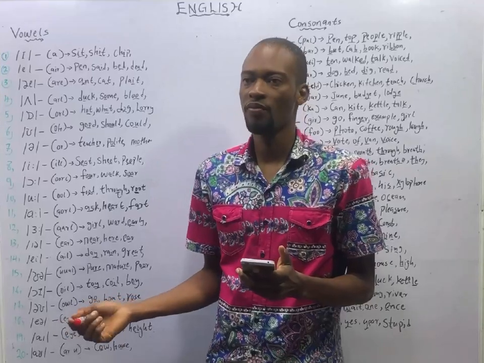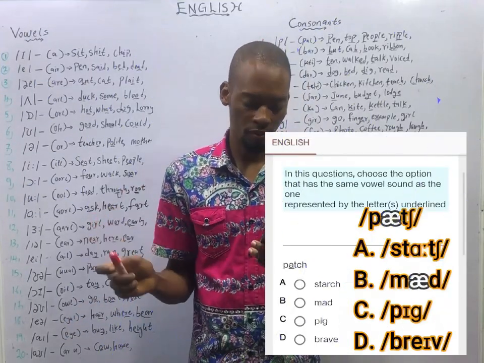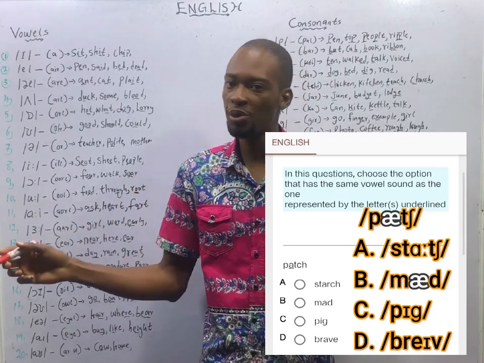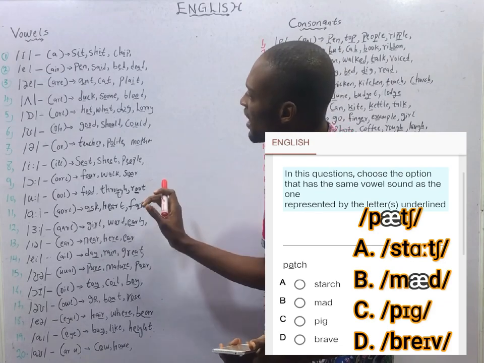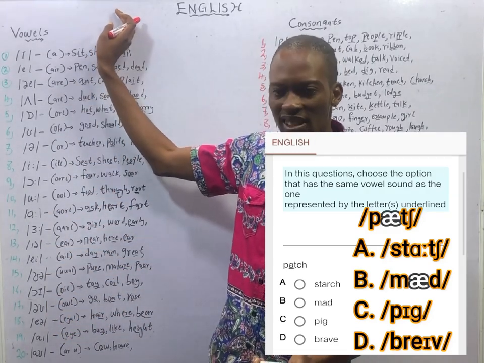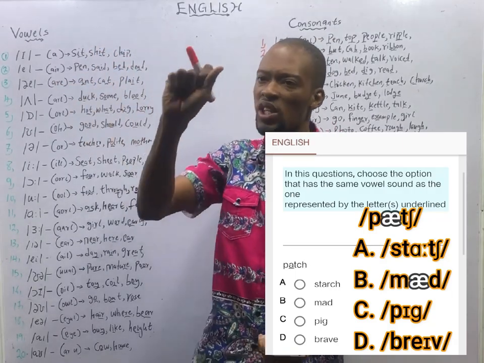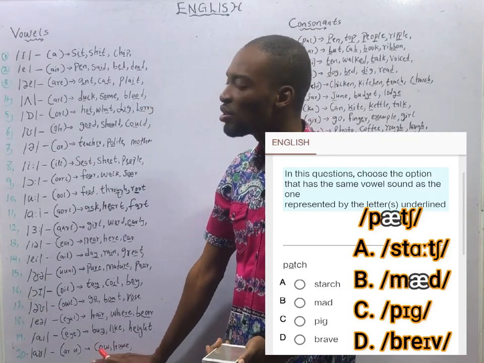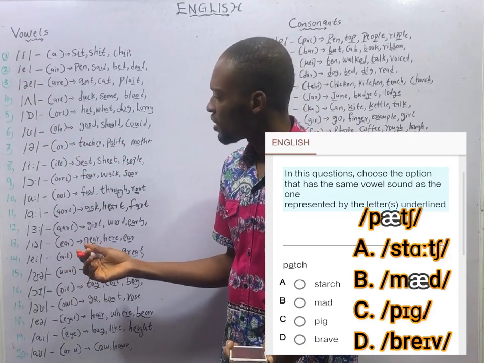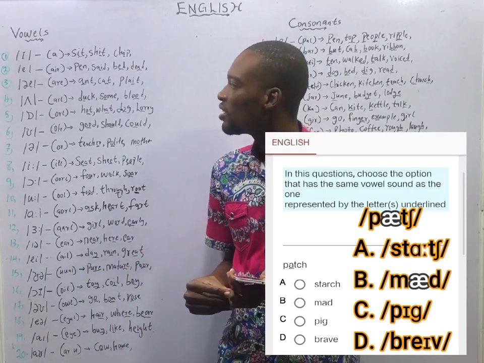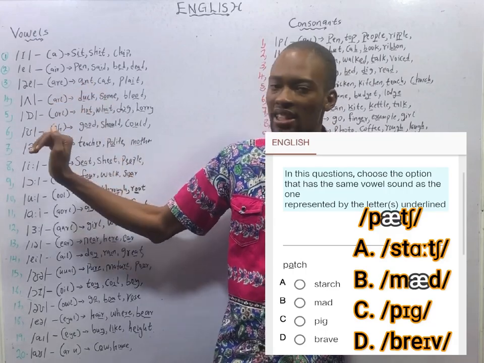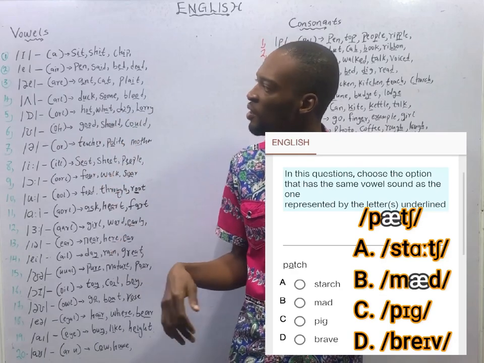Here we have patch. Our focus is on the A in patch. What sound does the A in patch produce? The letter is A, and there is variation in sound. A letter can sound many different ways. Just imagine having 5 vowel letters in English: A, E, I, O, and U, and just these 5 letters producing 20 sounds. You see that there is a lot of variation. In patch, the A produces the sound in ant, cat, and plat. That is the sound present there.